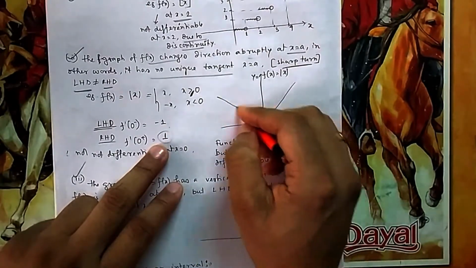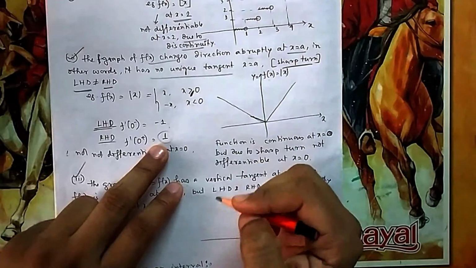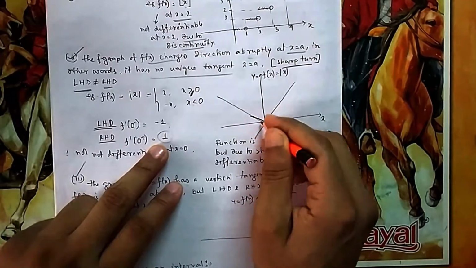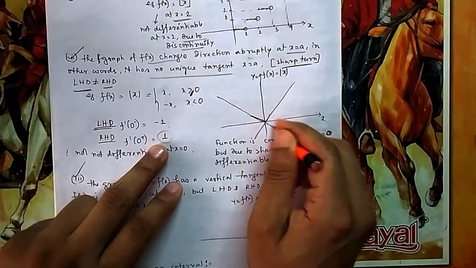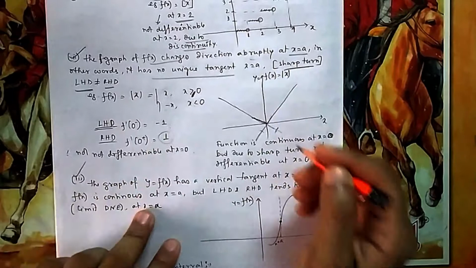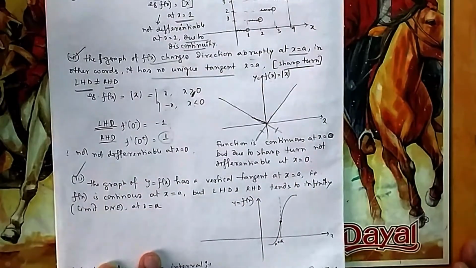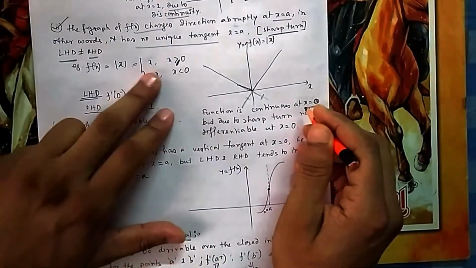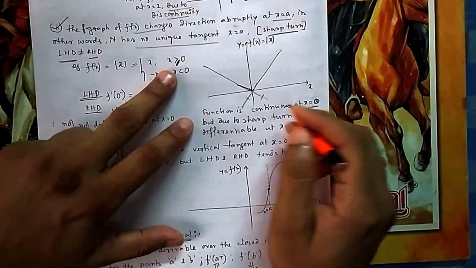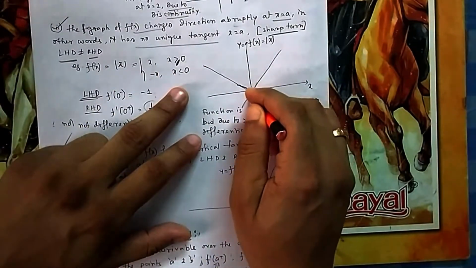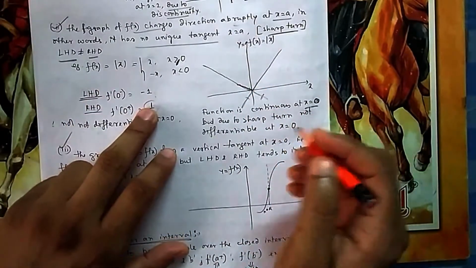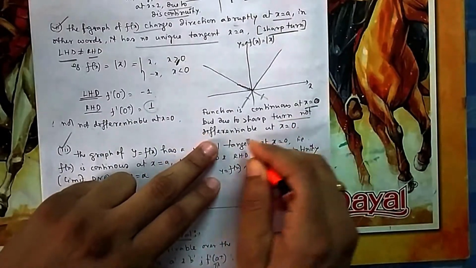From the LHD the tangent is this, from the RHD the tangent is this, at this point. If you move a little bit to the right, your tangent will look like this. If you move a little bit to the left, your tangent looks like this. So there are two different tangents, they are not a unique tangent at this point. That's why it is not differentiable at x equal to 0. The function is continuous, because we are drawing it in a single stroke. There is no discontinuity. 0 plus is also 0, 0 minus is also 0, equal to the value of the function. But it is not differentiable due to the sharp turn.